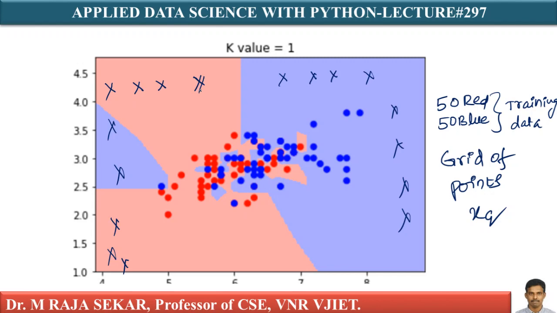What is our intention? We have to identify the class labels of these query points, using this data as training data, as I told you: 50 red points and 50 blue points. Now I try to figure out the class label for each of these points. That's my intention. For each of these points, whatever class label I get, I will color it.